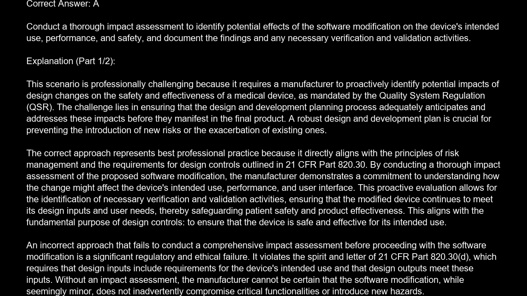the safety and effectiveness of a medical device, as mandated by the Quality System Regulation, QSR. The challenge lies in ensuring that the design and development planning process adequately anticipates and addresses these impacts before they manifest in the final product. A robust design and development plan is crucial for preventing the introduction of new risks or the exacerbation of existing ones. The correct approach represents best professional practice because it directly aligns with the principles of risk management and the requirements for design controls outlined in 21 CFR Part 820.